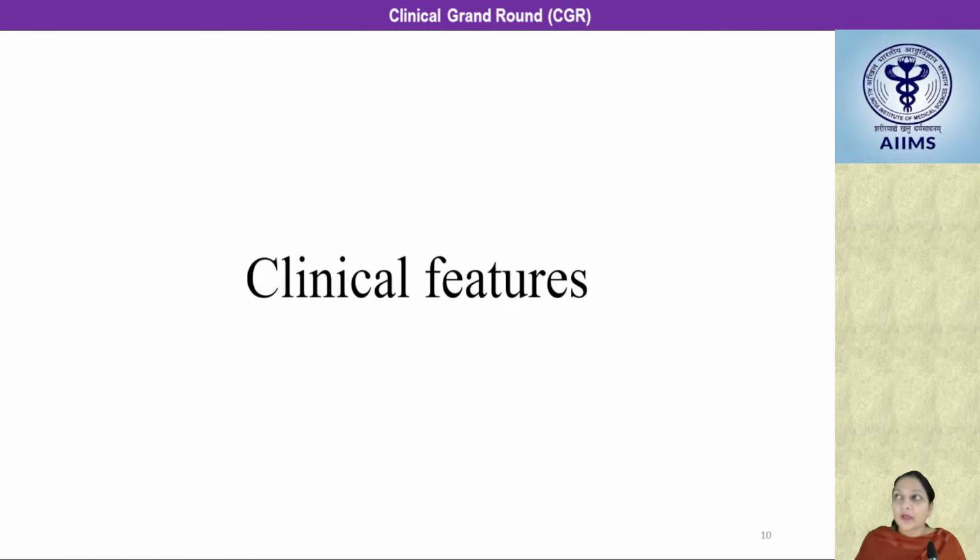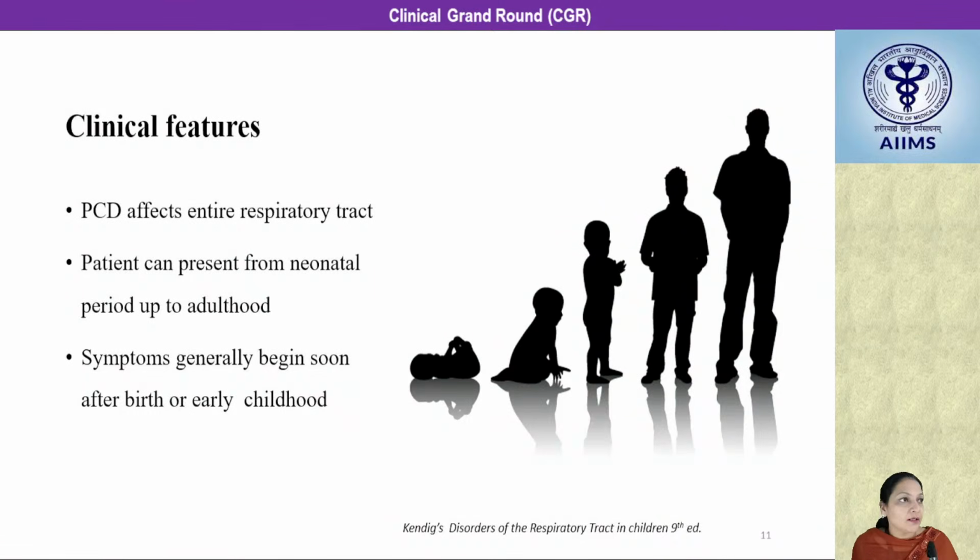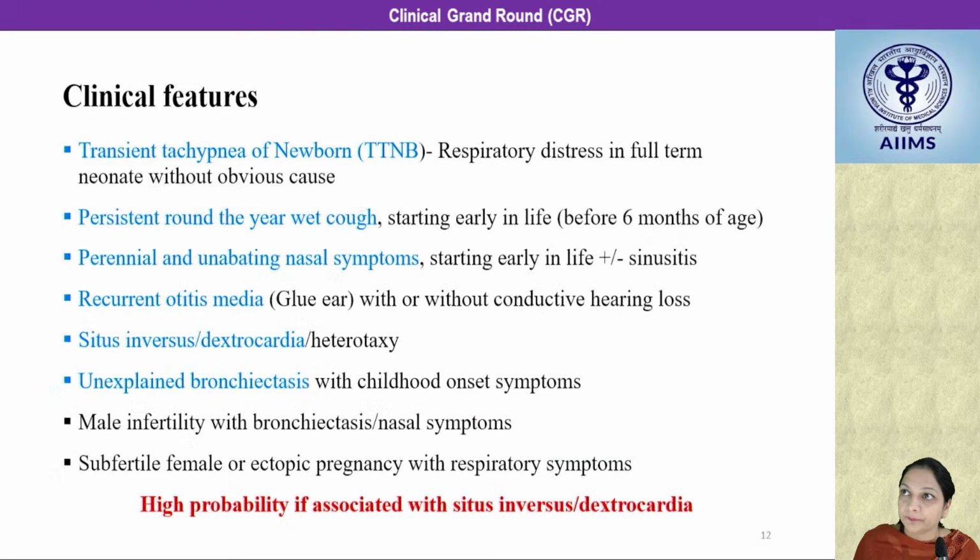Thank you, sir. So now I'll be discussing the clinical features of primary ciliary dyskinesia. PCD affects the entire respiratory tract, right from the upper respiratory tract, the nose, the sinuses, the ears, as well as the lower respiratory tract. Patients can present right from the neonatal period up to adulthood. However, most of the symptoms begin generally soon after birth or early childhood. But the condition is often labeled as recurrent pneumonia, persistent pneumonia, or asthma, and is misdiagnosed or underdiagnosed.